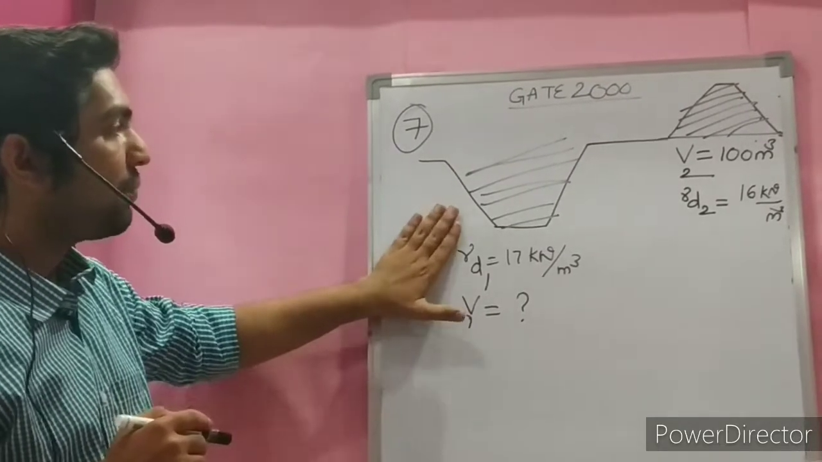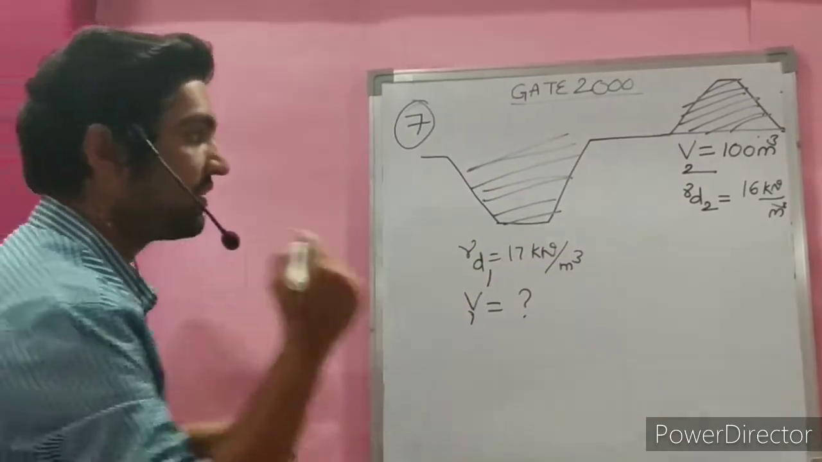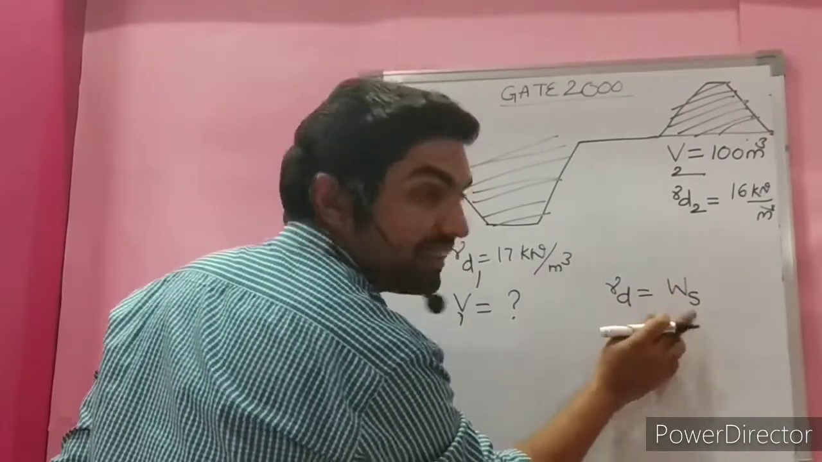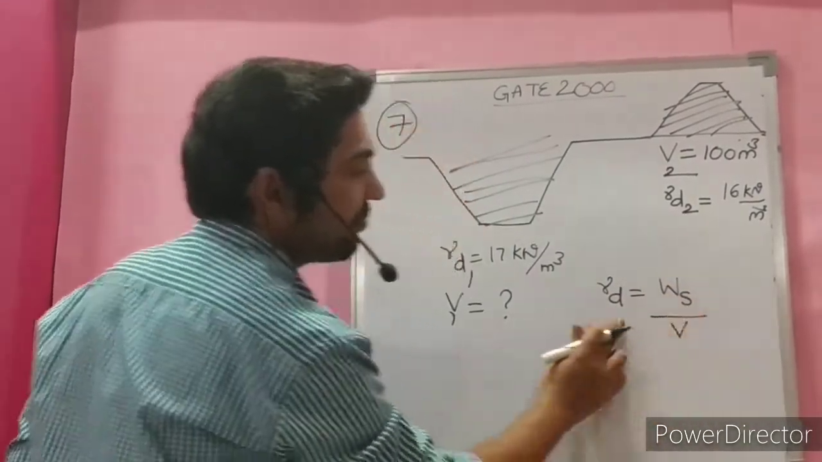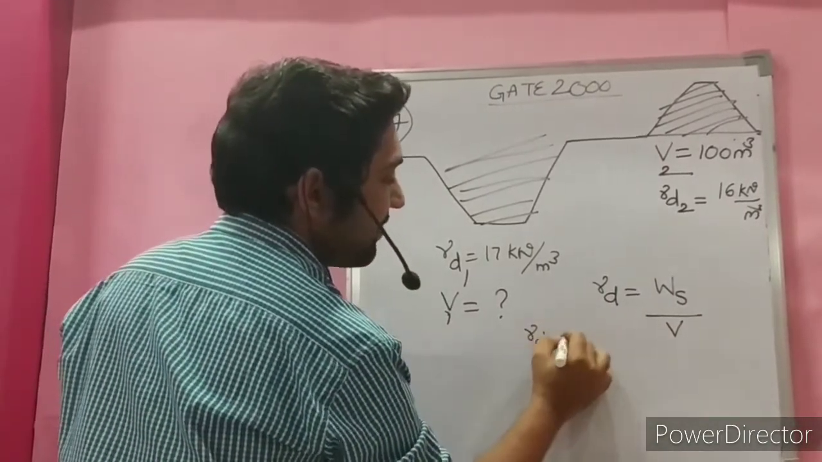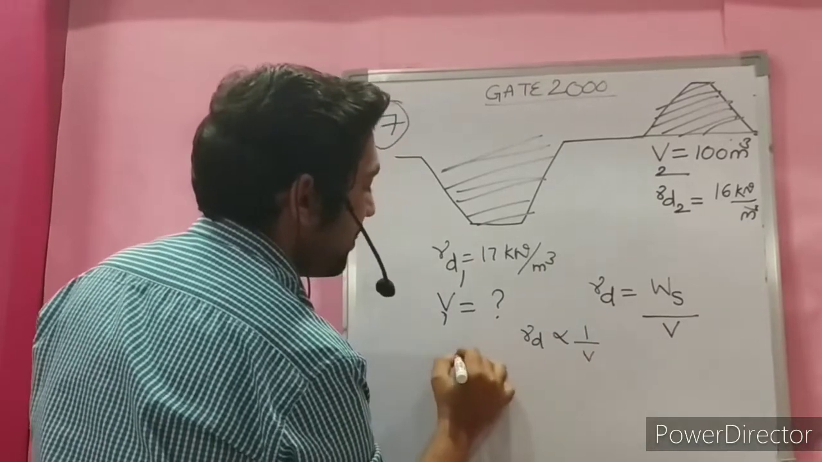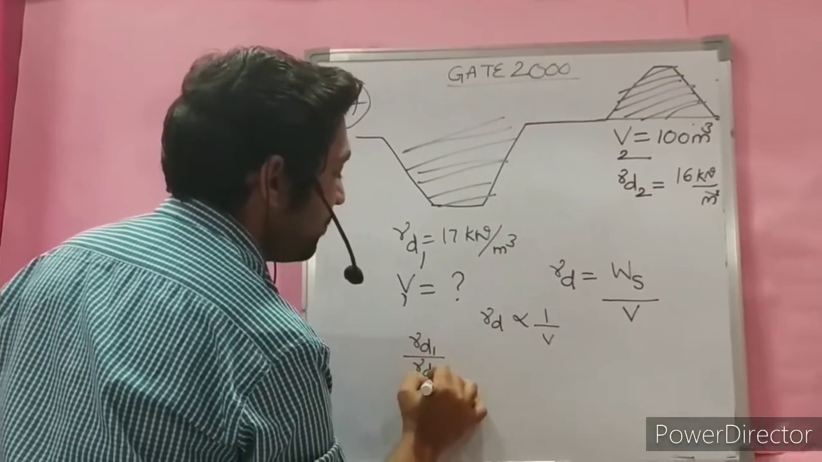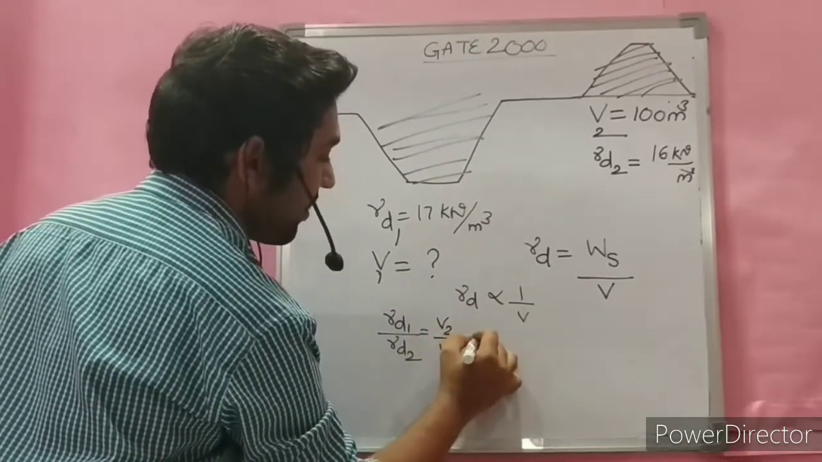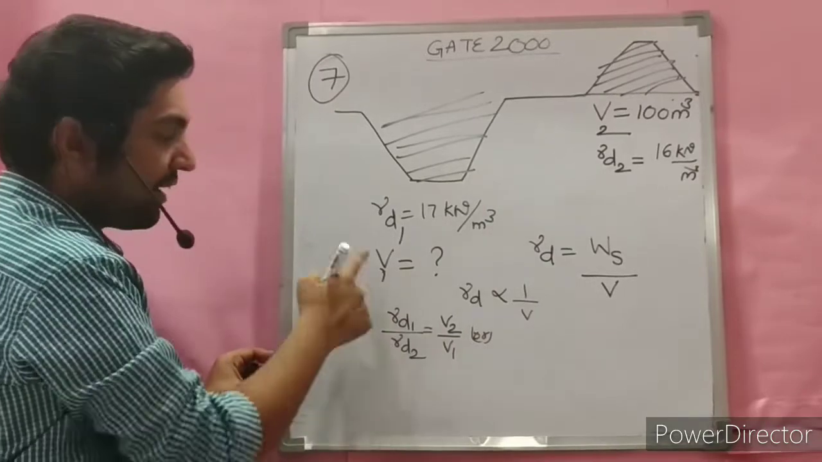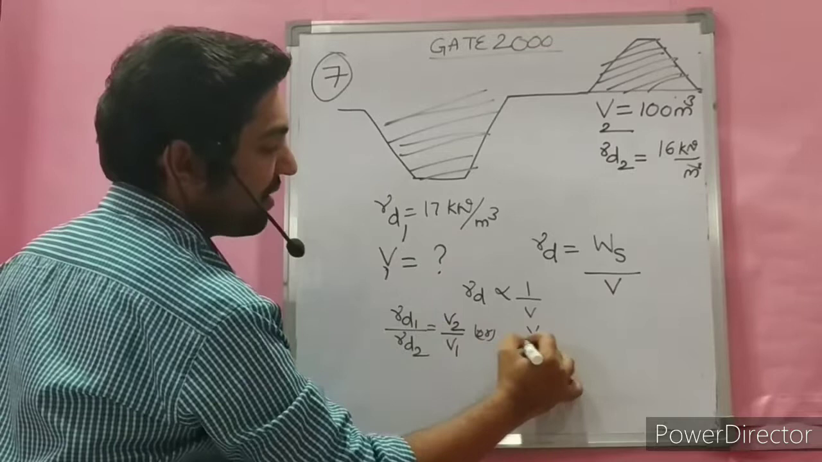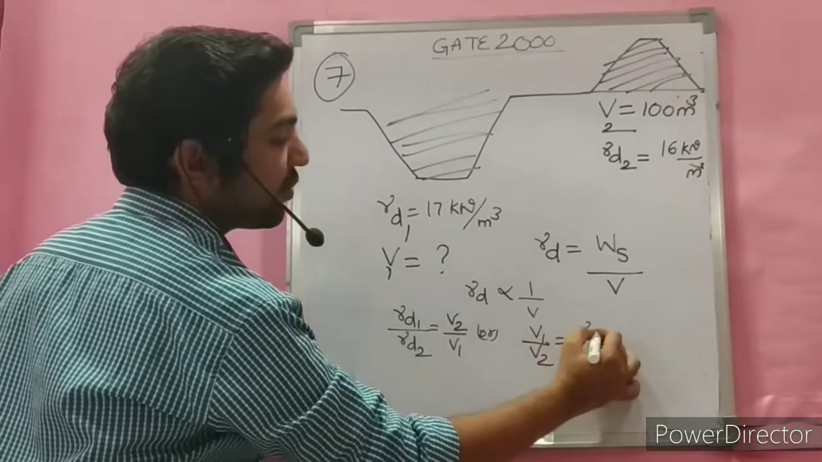Yes, this is for the borrow pit and this is for the embankment. We know that gamma D is equal to the weight of soil solids over the total volume. So gamma D is inversely proportional to V. Gamma D1 by gamma D2 is equal to V2 by V1. Or you can say, what is your requirement? Depending on the requirement, you make the formula. V1 by V2 is equal to gamma D2 by gamma D1.